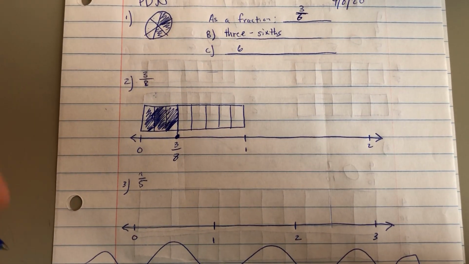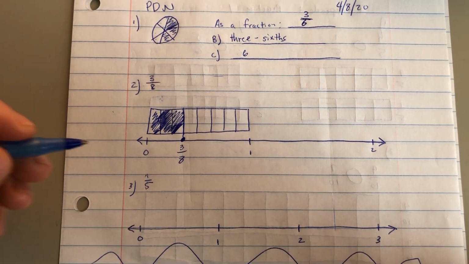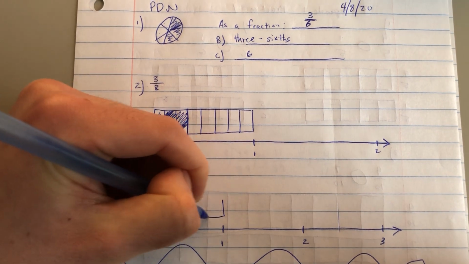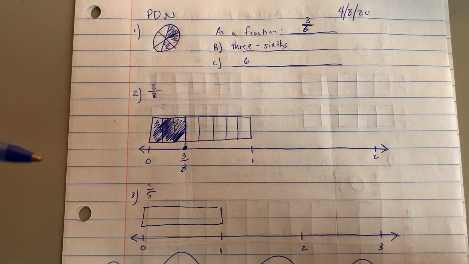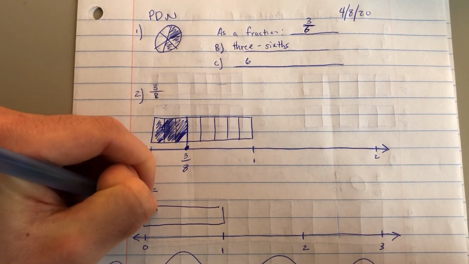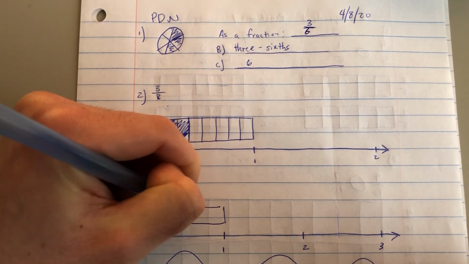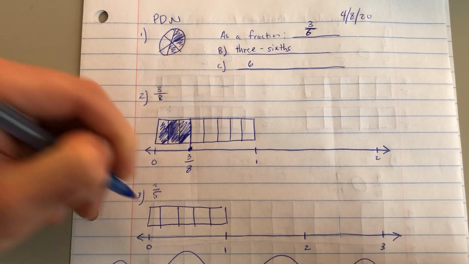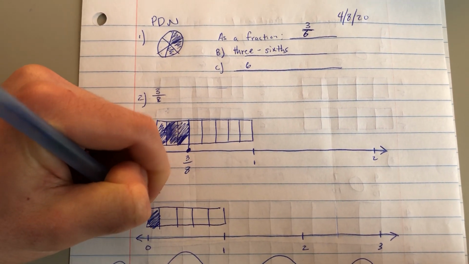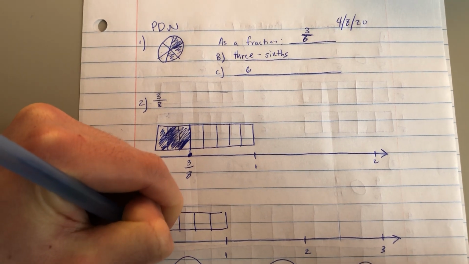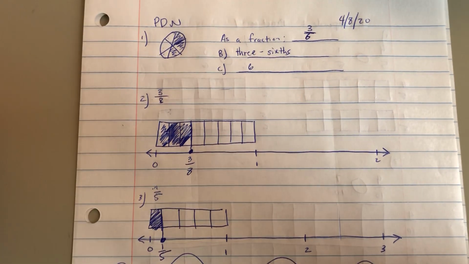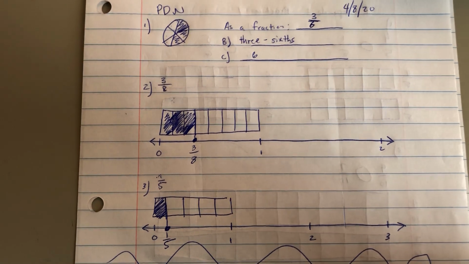The last fraction is 1/5. I have to draw my box between 0 and 1, and I'm going to draw 4 lines to make 5 parts since 5 is my denominator. 1, 2, 3, 4. And I shade in 1 of those parts since my numerator is 1. Draw my line down, dot, and plot 1/5 on my number line.